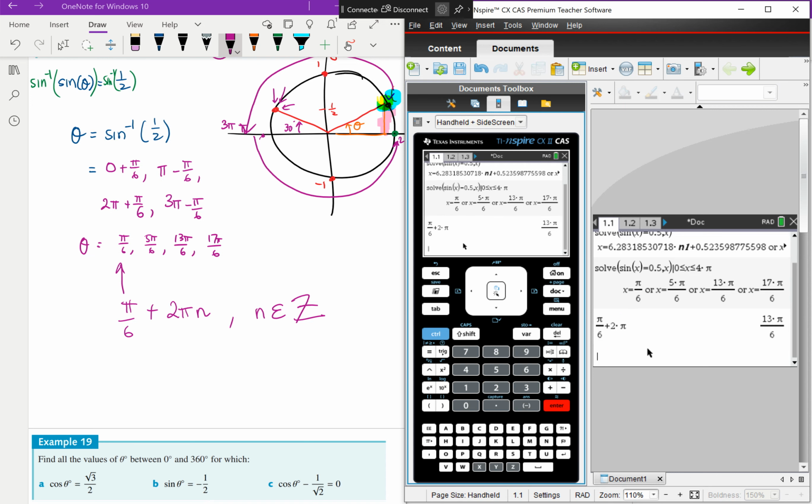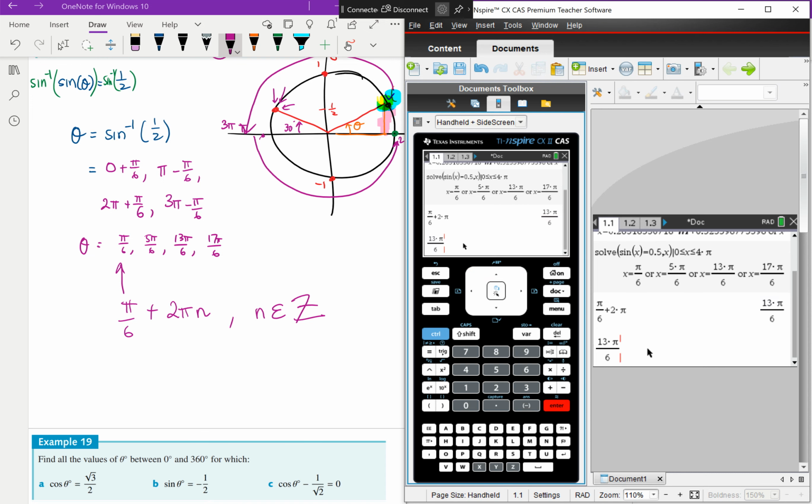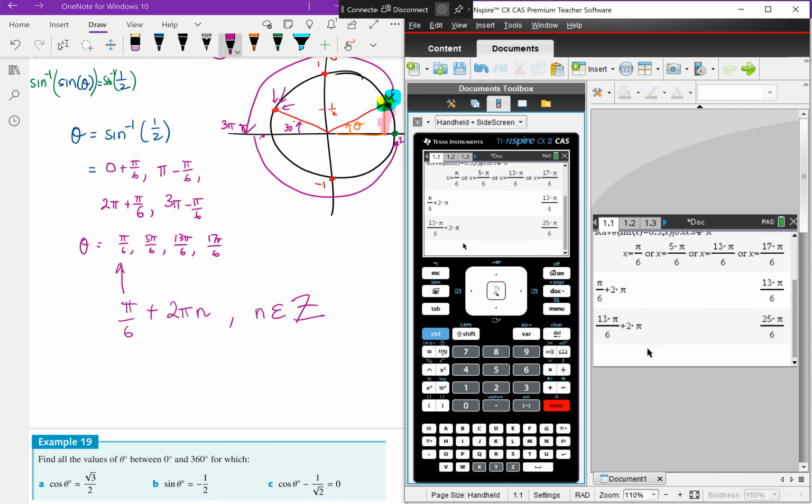So if you want to find the next one, you can literally take that one plus another 2 pi, and you will get your next one. And you can keep adding 2 pi continuously and you get all the possible solutions for this point. But then you can also do the same for the second one, 5 pi on 6, and you write plus 2 pi. That will summarize all the possible solutions for this question.